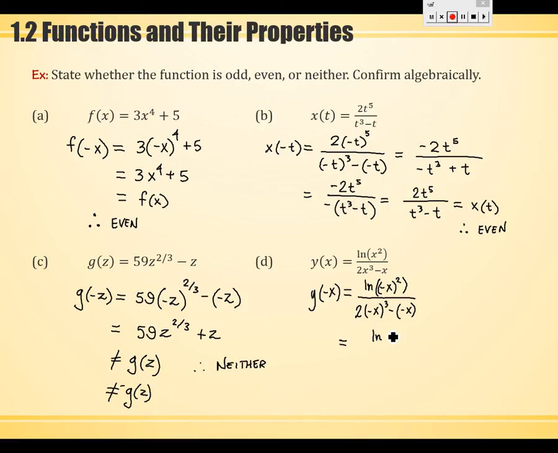So up on top, this doesn't really matter. That's still just ln of x squared, isn't it? And down here, what is that? Negative 2x cubed plus x. Anyone want to throw in a bet now? Yeah, it seems like that. If we factor out the negative 1 on the bottom and throw it out front, we get negative y of x, don't we? So that's the definition of what we mean by odd.